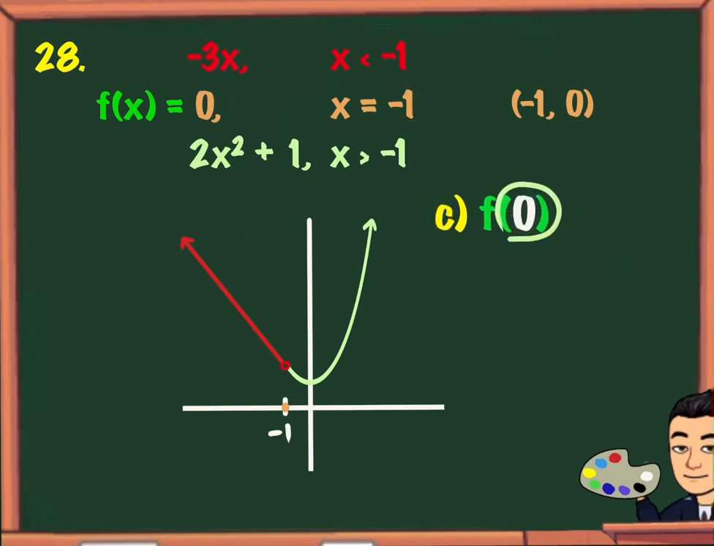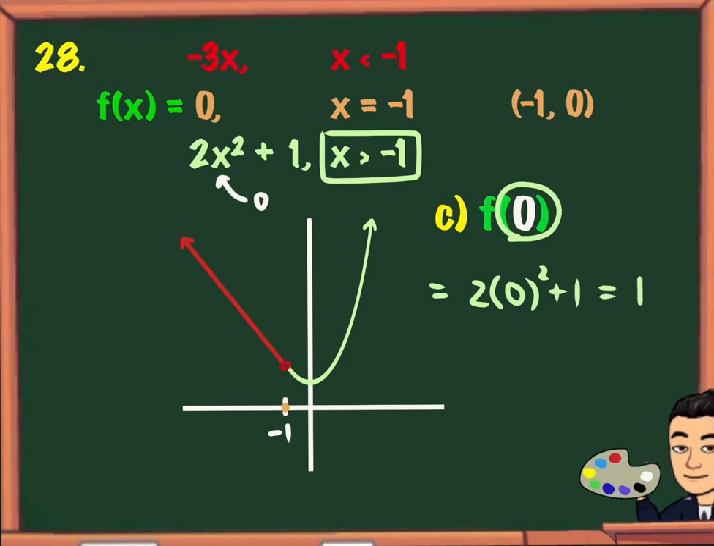For f of 0, this is where x is greater than negative 1. So you want to plug in 0 into 2x squared plus 1. So 2 times 0 squared plus 1 is going to equal positive 1.